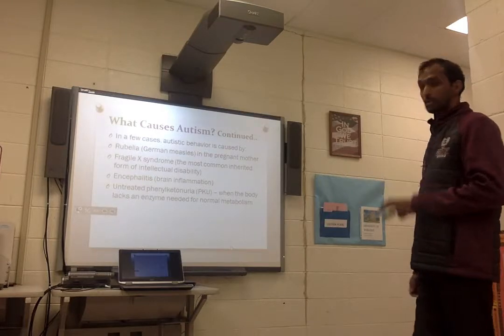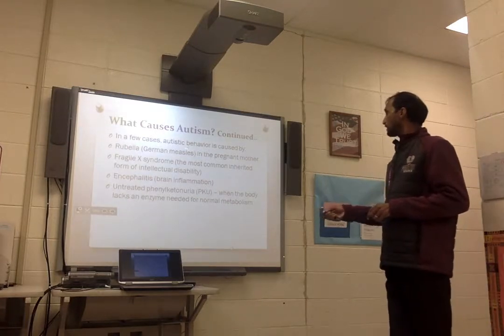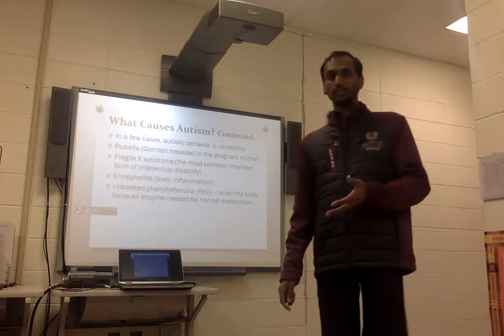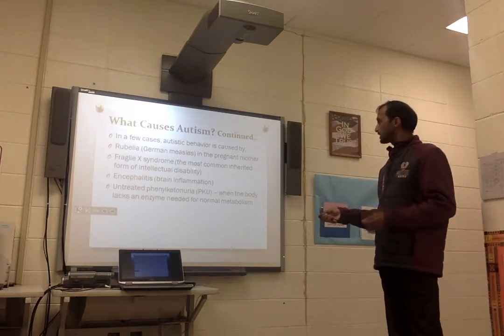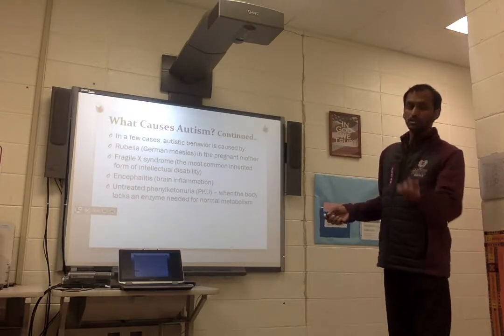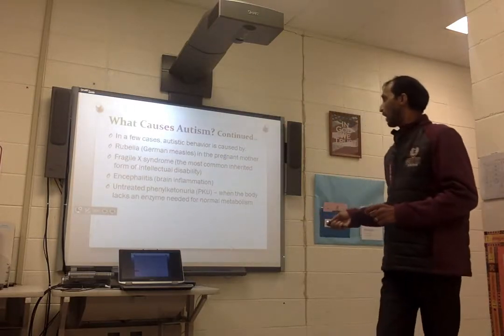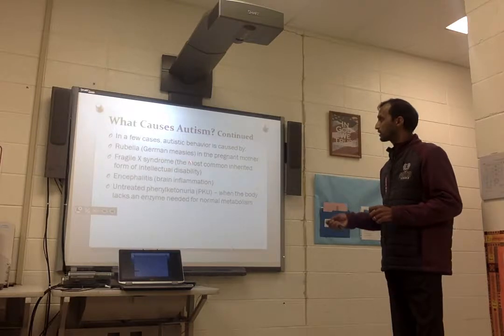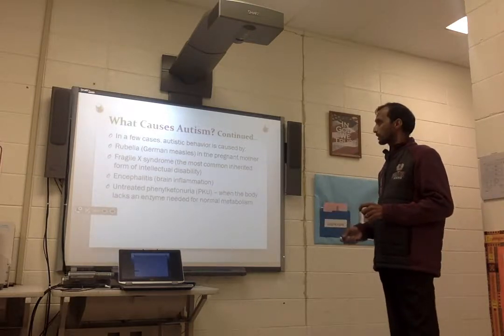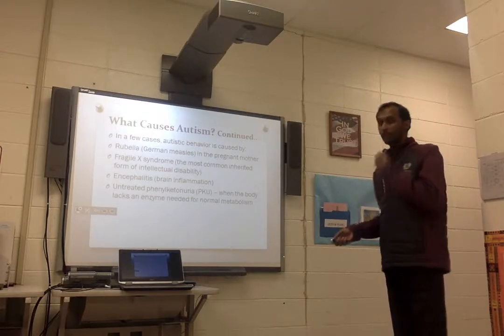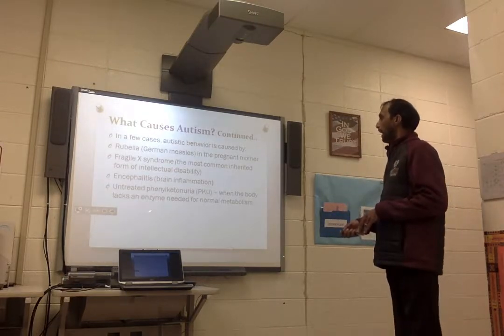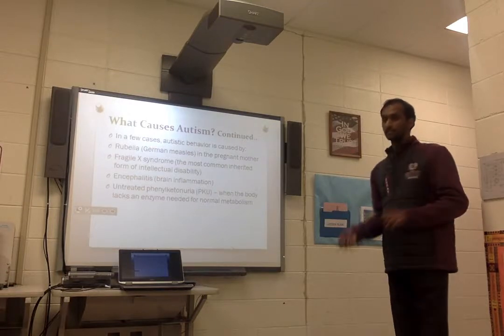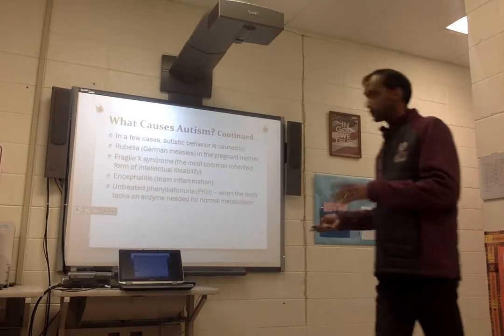Now, what causes autism, continued? Here it is talking about how, in a few cases, autistic behavior is caused by rubella, which is among the childhood shots we give. Rubella, or German measles, in a pregnant mother might lead to the child having autism spectrum disorder. Or Fragile X syndrome, the most common inherited intellectual disability, may lead to autism spectrum disorder. Encephalitis, brain inflammation, also causes autism. And untreated phenylketonuria, when the body lacks an enzyme needed for normal metabolism, leads to a disability of the child which is called autism.